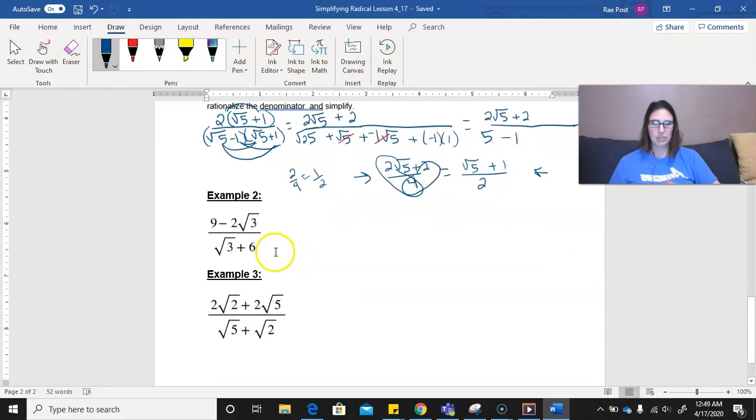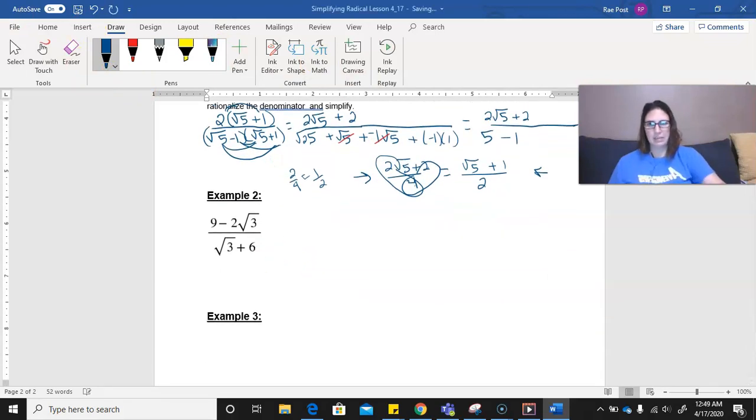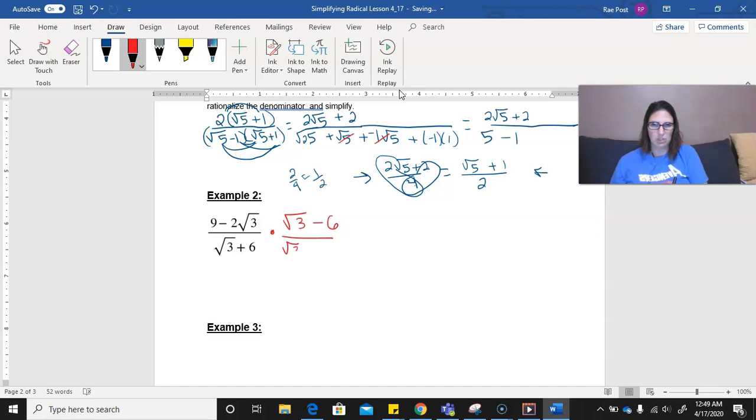All right, we're going to do a couple more examples. And like I say, same exact process here. We're just trying to get rid of the radical in the denominator. So hopefully you guys can catch what the conjugate is here. You have 9 minus 2 times the square root of 3. We're going to divide that by the square root of 3 plus 6. So we have to multiply it by the conjugate. This is a binomial here. So what's the conjugate? Well, hopefully you guys can see that that is going to be square root of 3 minus 6. Just change it from addition to subtraction.